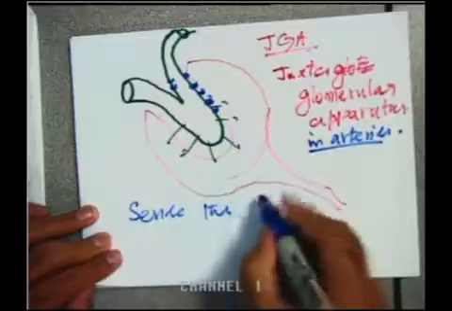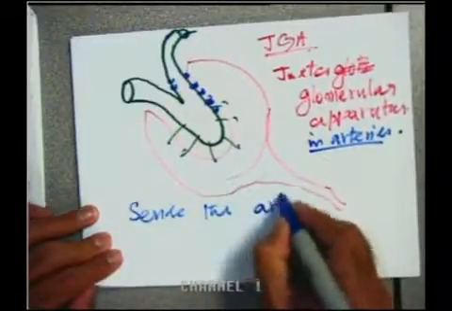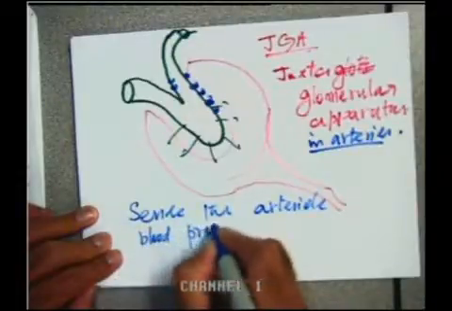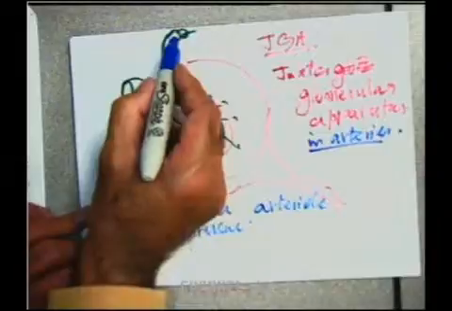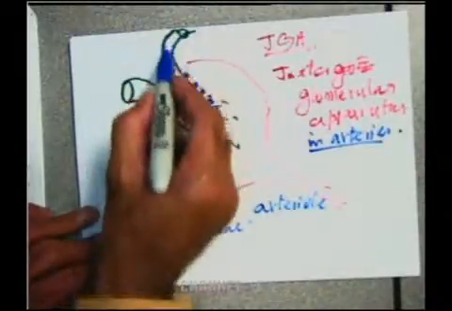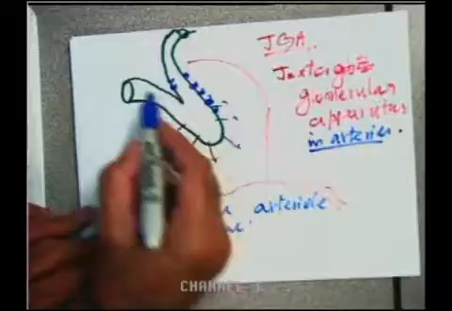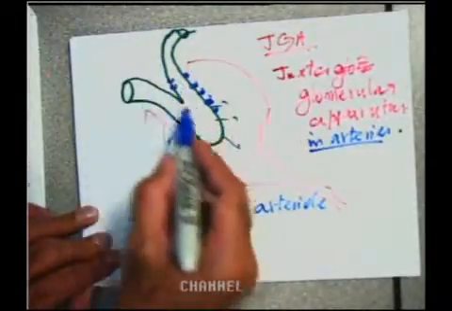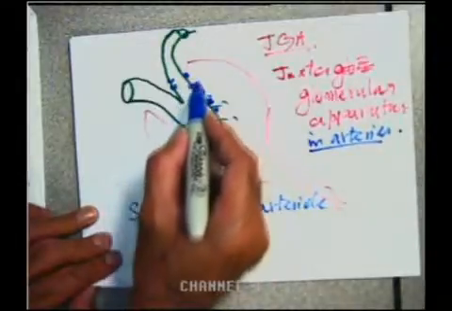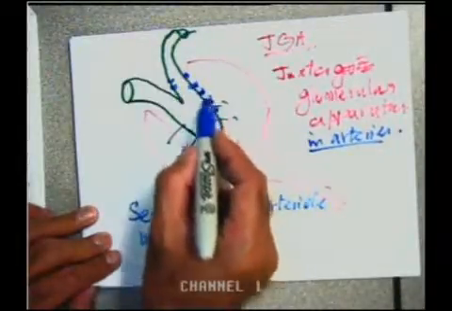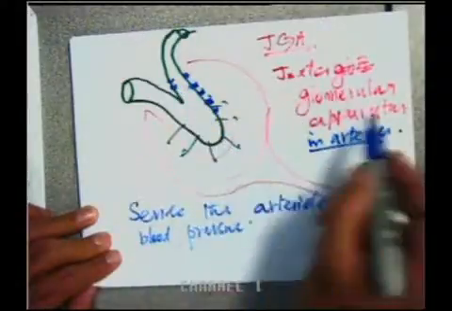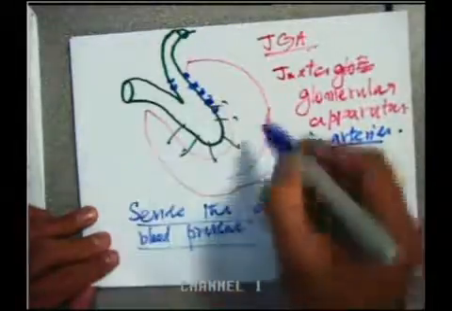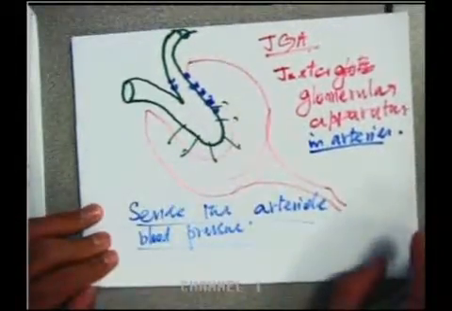The JGA now senses the arterial blood pressure. How? When the blood is passing through, if it has a higher volume of water, the blood volume increases, and it also increases the blood pressure, so that it can be sensed by the JGA, the juxtaglomerular apparatus, which is present near the arteries.